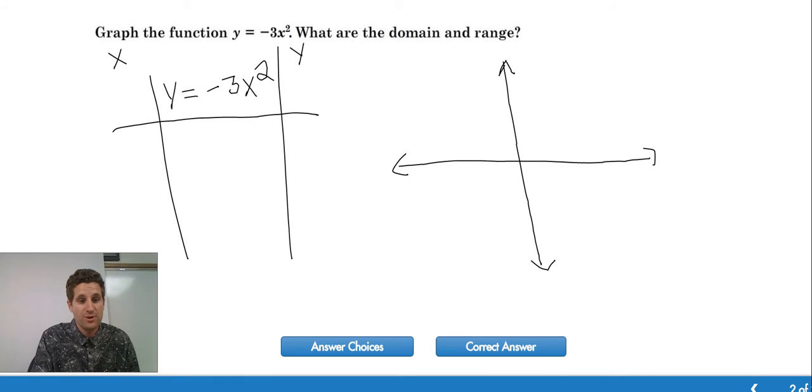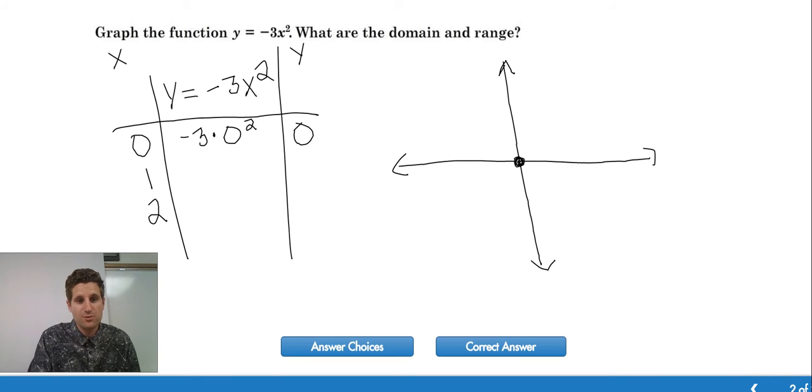So let's pick some pretty easy numbers. I'm going to do 0, 1, and 2 and see what happens. So 0 for x is 0 squared. 0 times negative 3 is going to be 0. So we get 0, 0. So we're going to be right here at the point 0, 0.